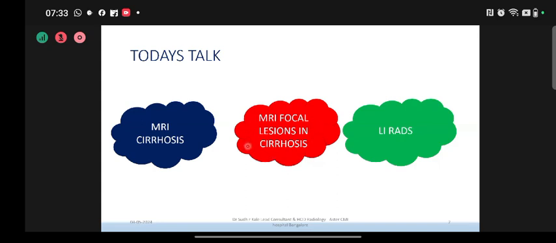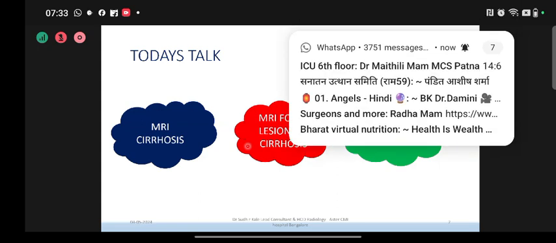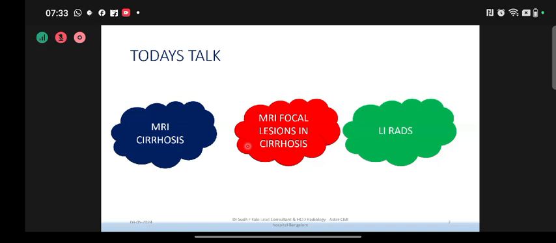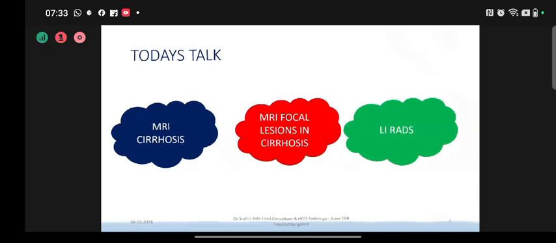Then the next category is, as you know, like you have polyps in the colon progressing with the spectrum. So you have focal lesions in cirrhosis, which have definitive imaging characteristics. So the next part will focus on the focal lesions, and the third part will be on LI-RADS interpretation, and we'll also see why LI-RADS came, what is the necessity of it, and how important it is for us to start talking in terms of LI-RADS.